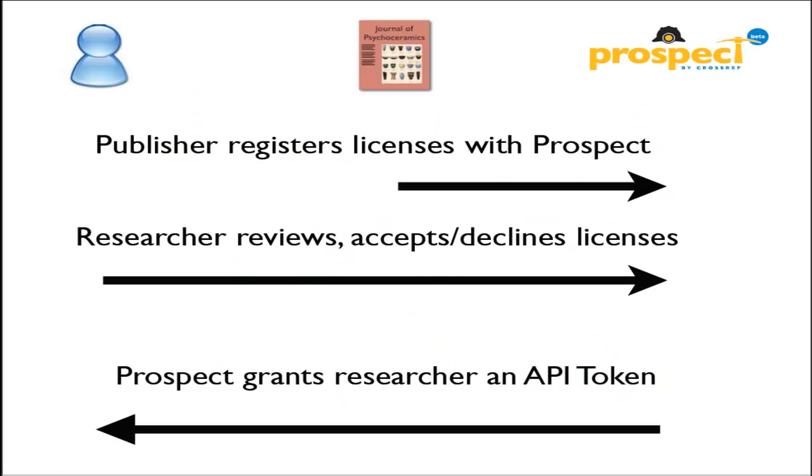And how it would work is this. The publisher registers the license with Prospect. The researcher reviews and accepts or declines that license. And then Prospect gives the researcher an API token, which is just a really ugly string of letters and numbers that tells the publisher that they're allowed or not allowed to use the material.